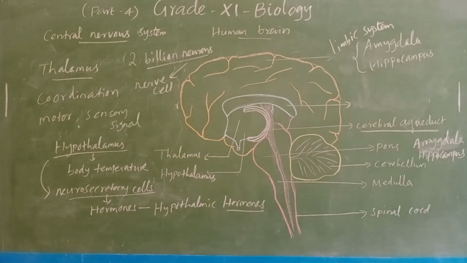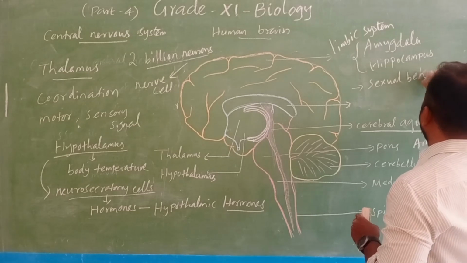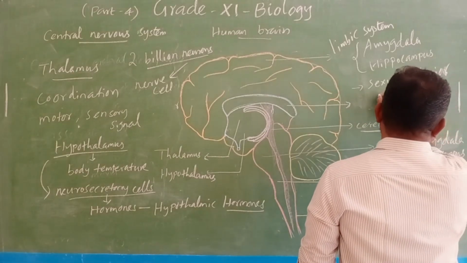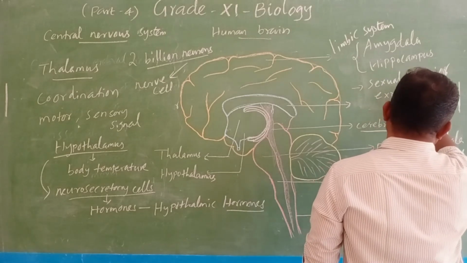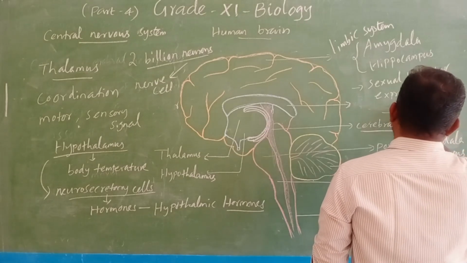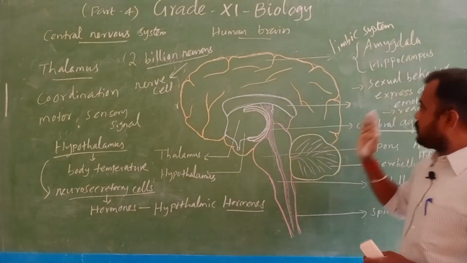The limbic system and hypothalamus are responsible for sexual behavior, and the expression of emotional and fear reactions. So the limbic system along with the hypothalamus is involved in sexual behavior and the expression of emotional and fear reactions. This is the function of the amygdala and hippocampus when working along with the hypothalamus.